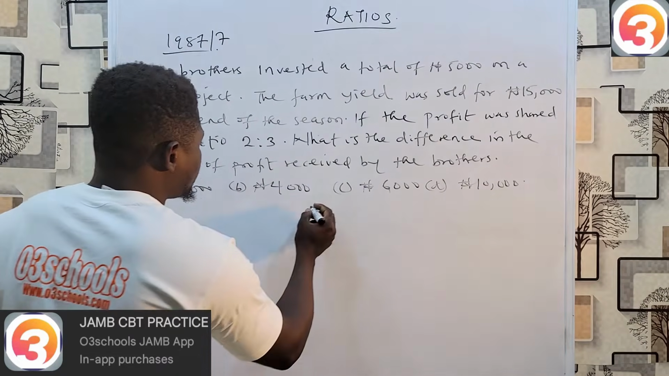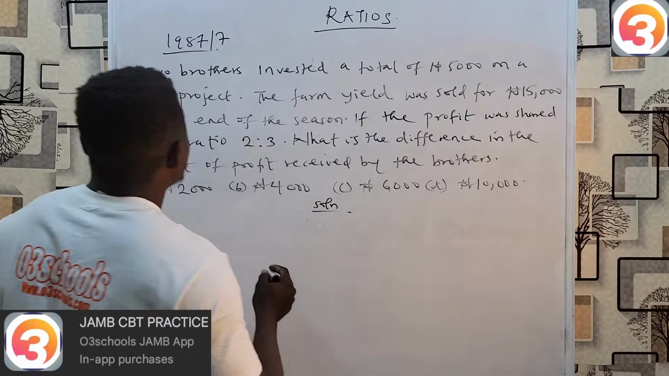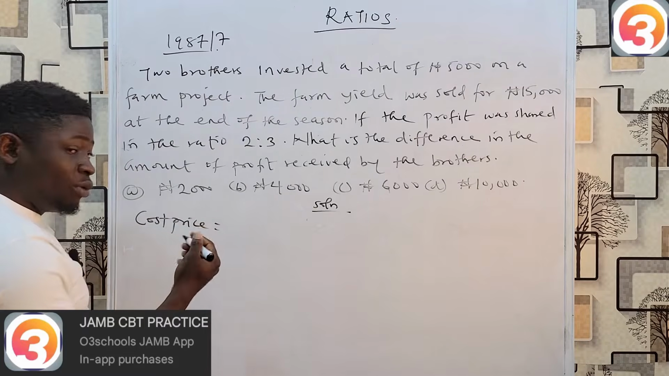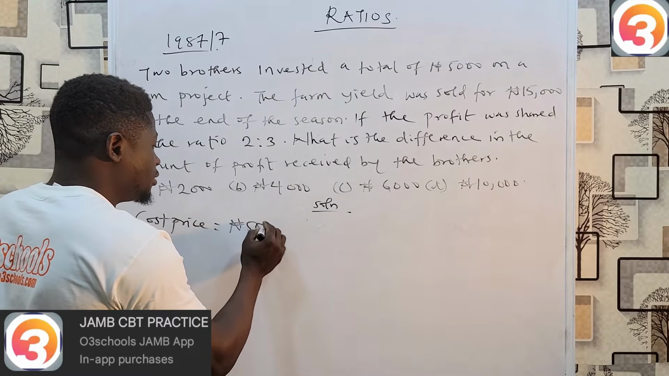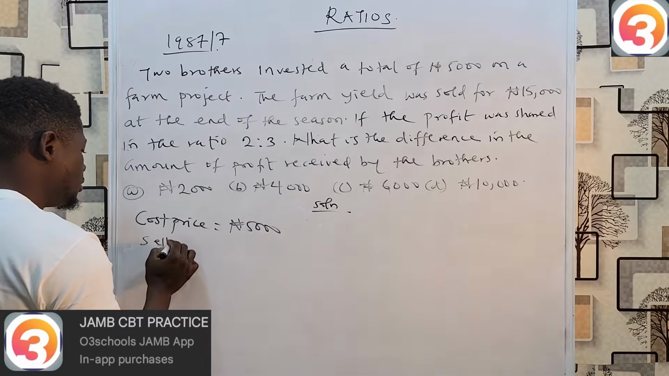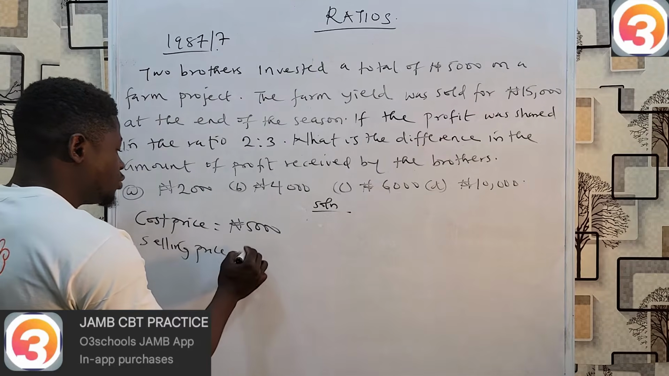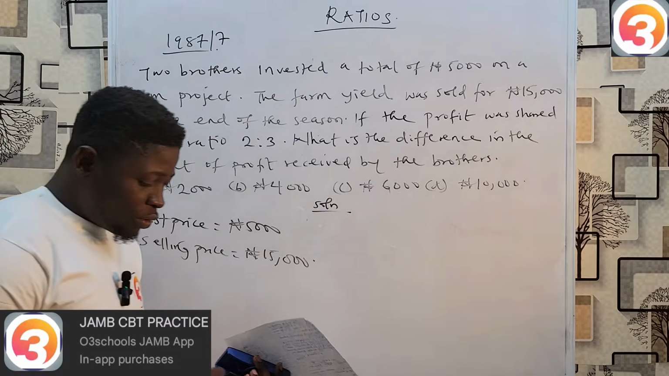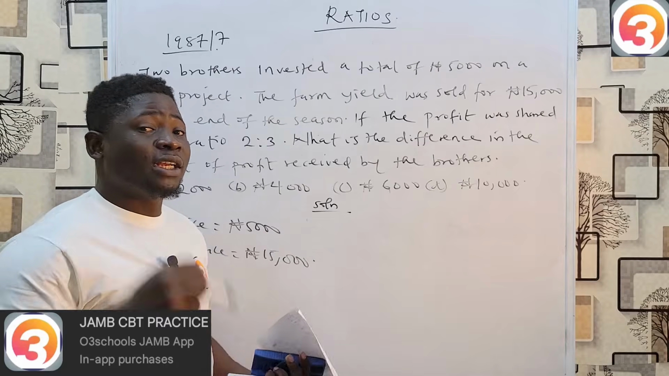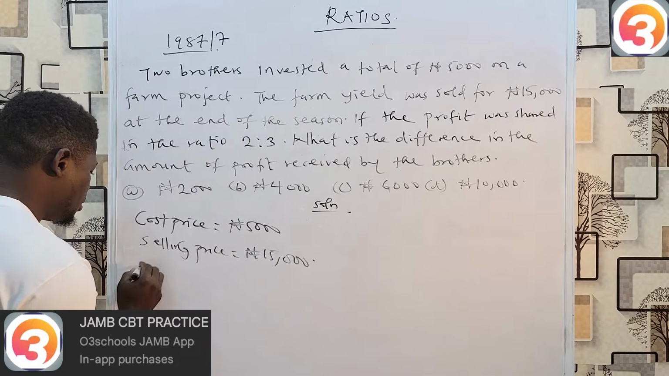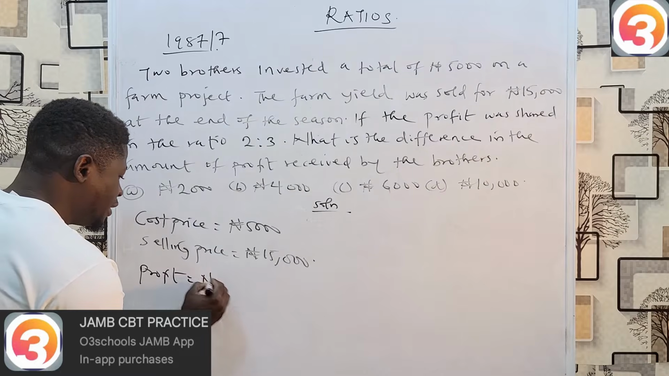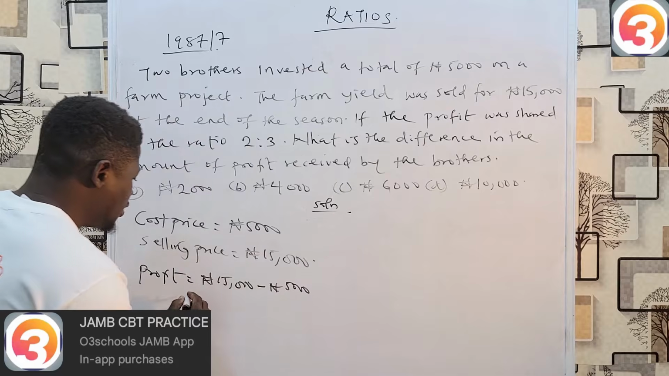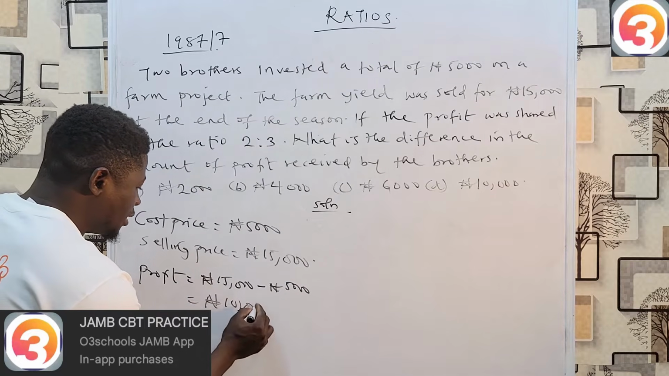So now let's go. Solution. So two brothers, their investment or their cost price, the initial investment, was 5,000. Then their selling price was 15,000. Now we know that profit is made when the selling price is more than the cost price. So profit will be 15,000 minus 5,000 naira, which will give us 10,000 naira.